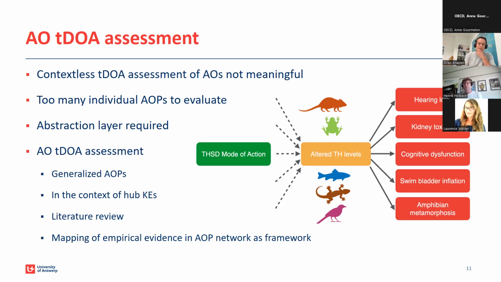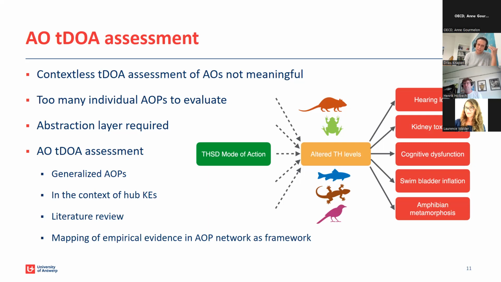So we decided we wanted to continue with assessing the adverse outcomes of the network, but not the adverse outcomes as such, because obviously if you think about an adverse outcome like kidney toxicity, if you don't consider it in the context of thyroid hormone system disruption, it's just too broad, and it's not really meaningful to assess the taxonomic domain of applicability of such an adverse outcome if it doesn't have a specific toxicological context. But as I said, in the network, we have almost 500 AOPs, so that's too many to evaluate.